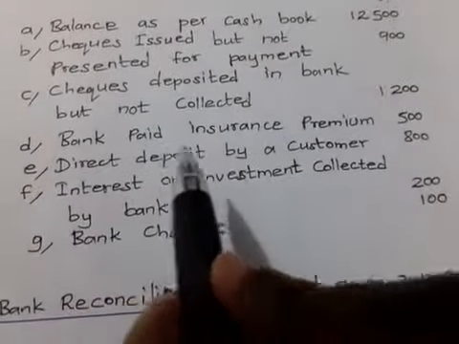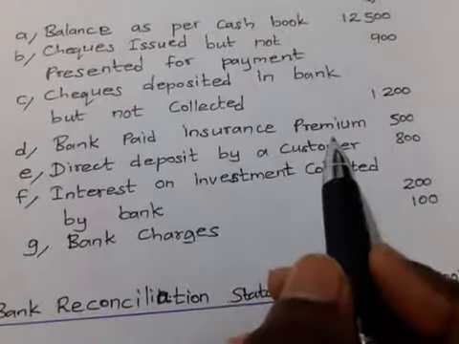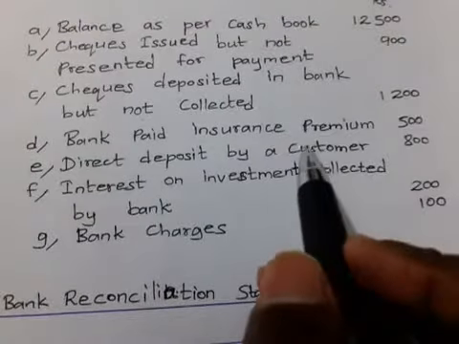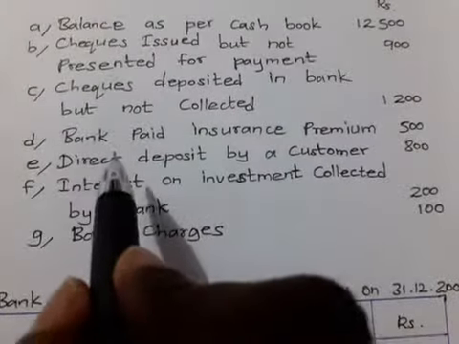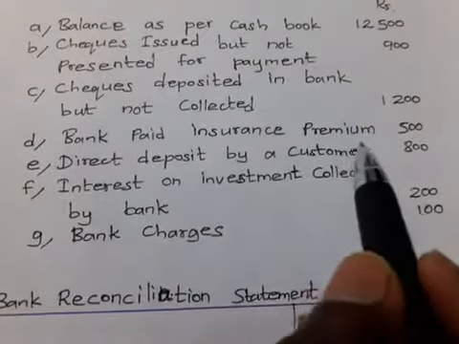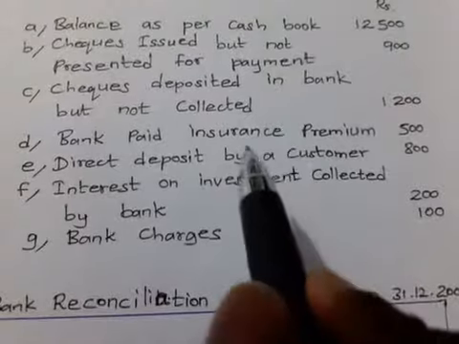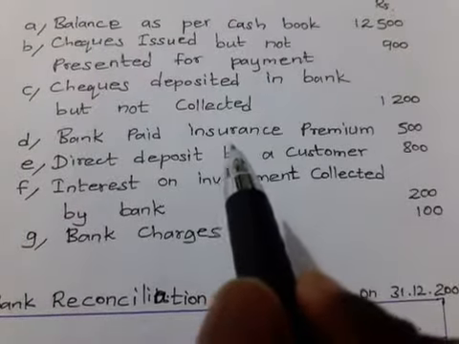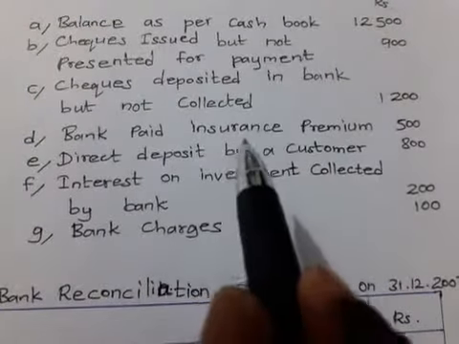The next one, bank paid insurance premium 500. In a few charges, the firm gives instructions to the bank to pay the charges directly. So the bank has paid the insurance premium directly. So from the passbook it has been deducted already, but from the books of the firm it's not deducted till now. So we have to deduct the amount to find out the passbook balance.